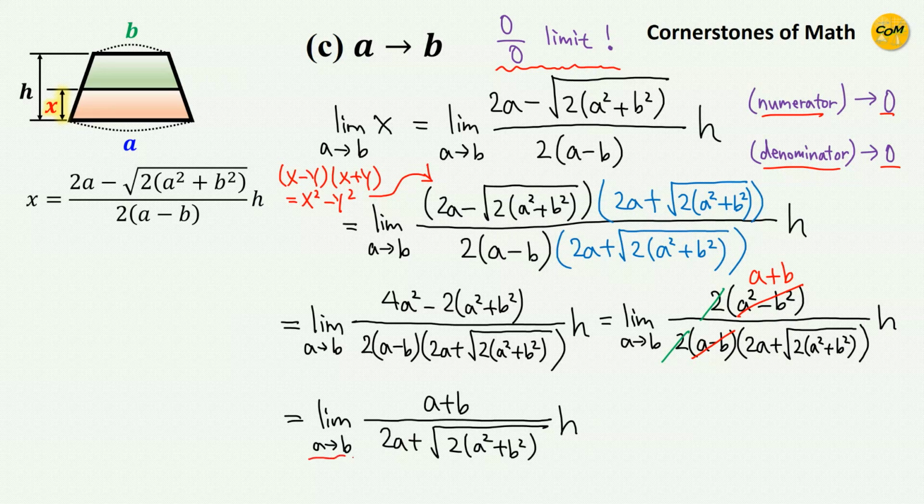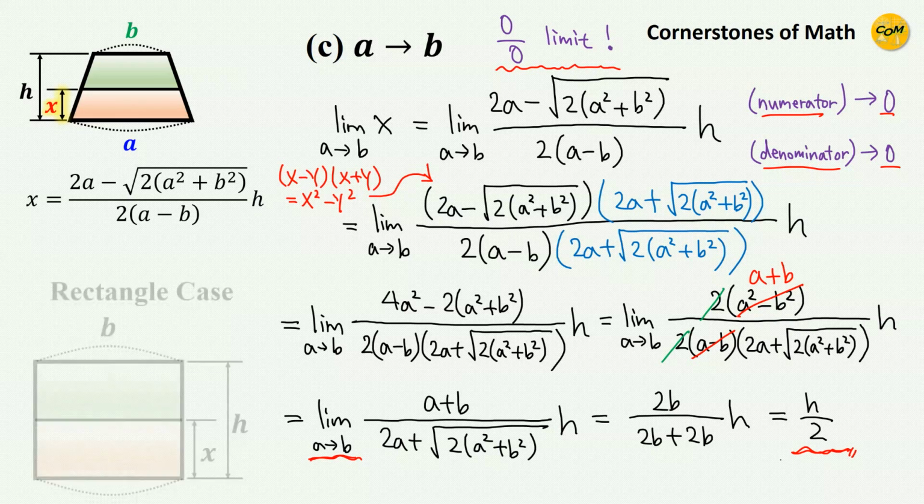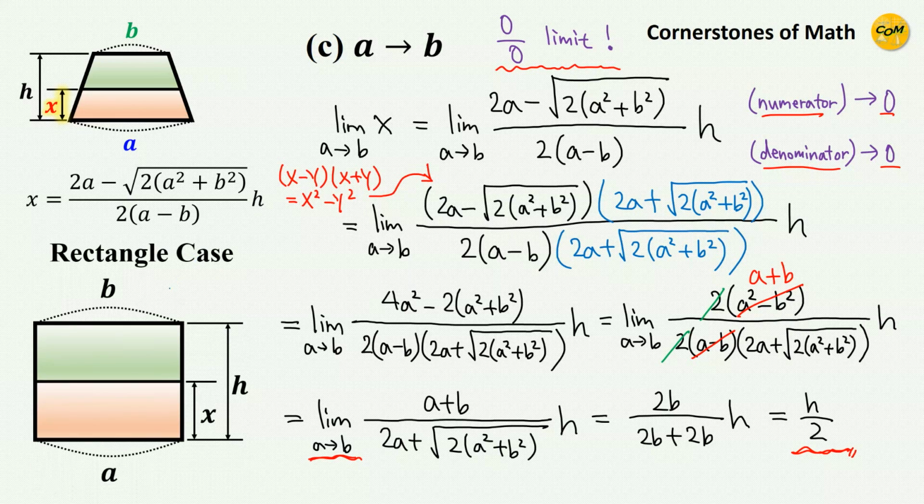h. And now we can finally substitute a with b, which gives 2b divided by 2b plus, and the square root part also gives 2b, so this times h, which gives h over 2. And of course, this is the same value as expected from the rectangle case, where these lengths are both h over 2.